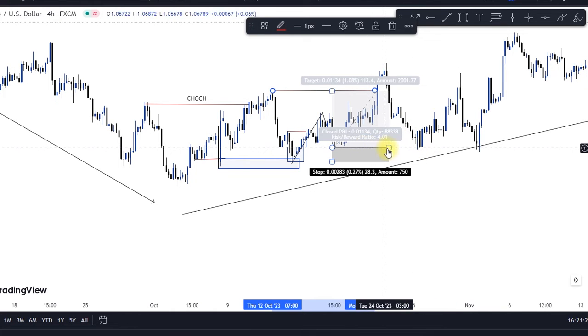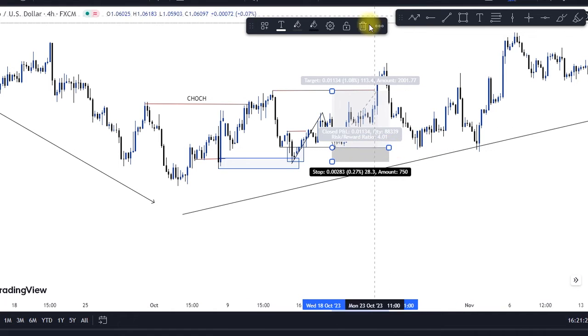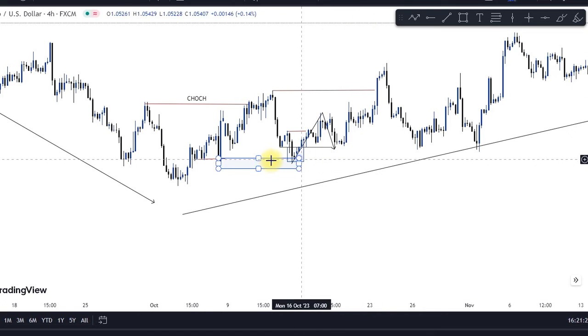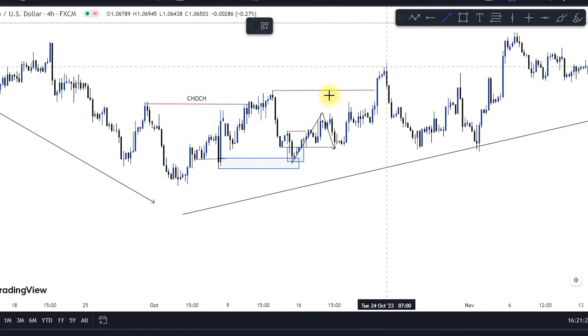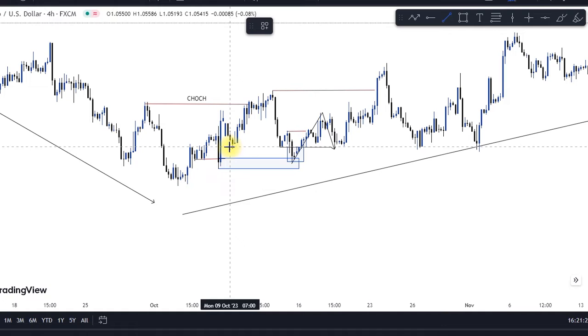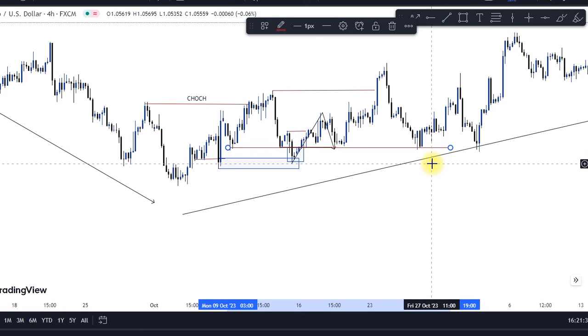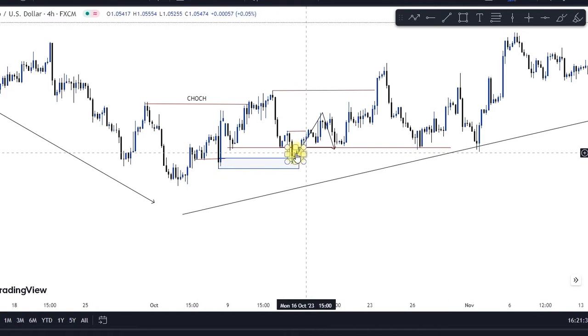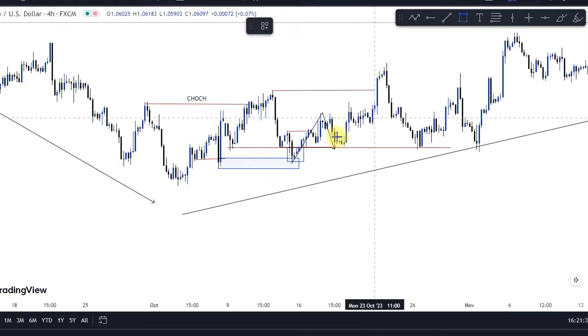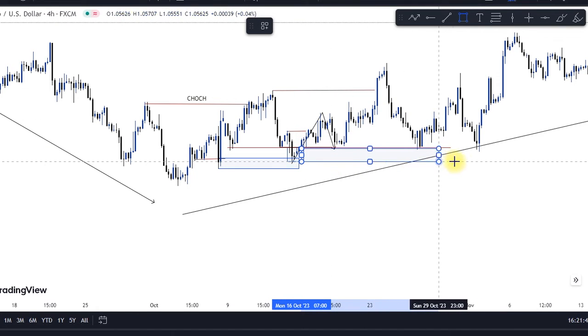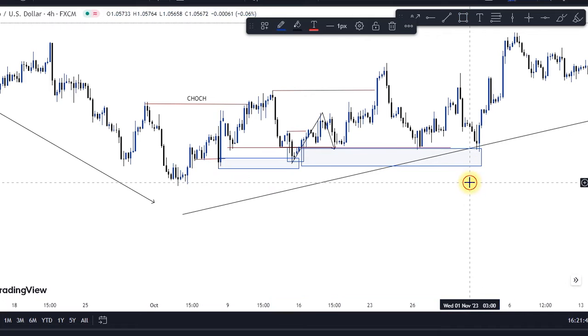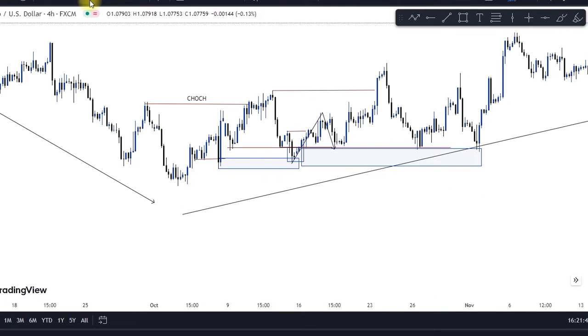And then where is our point of interest? Our point of interest is still the QML. So we have a QML here, and when we have our QML, that QML is going to be our trading point. So when the market taps into our trading point, we dive deeper into the lower time frame to try to see if we could have gotten an entry here.